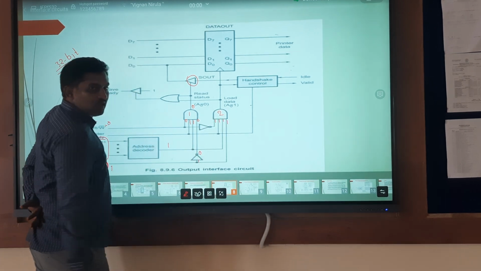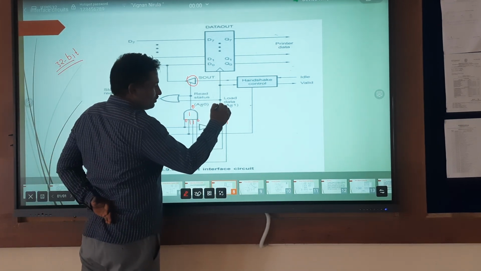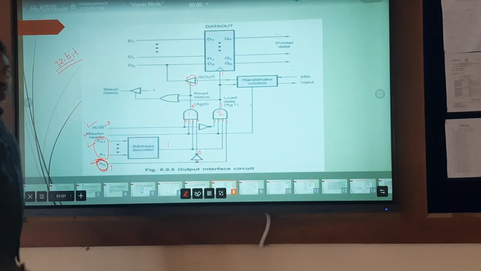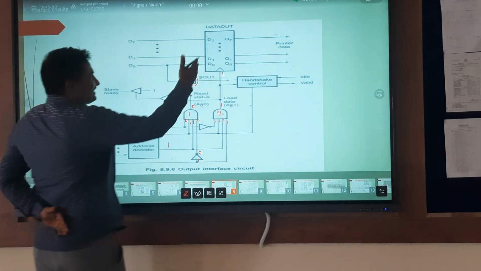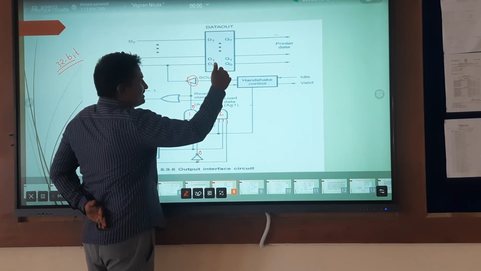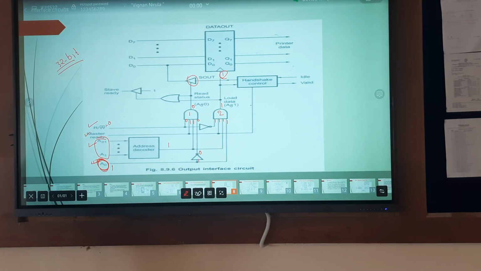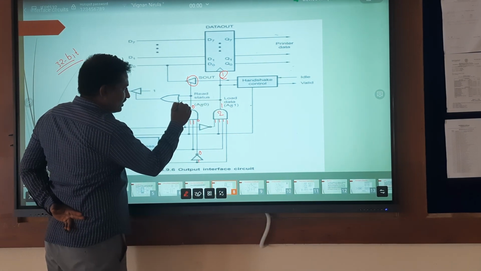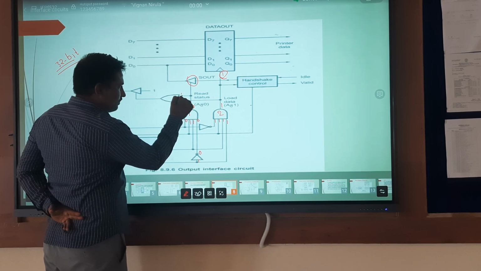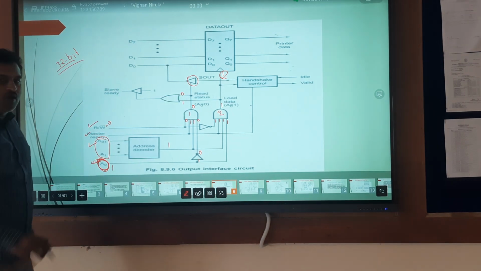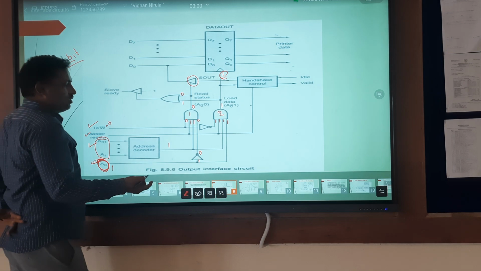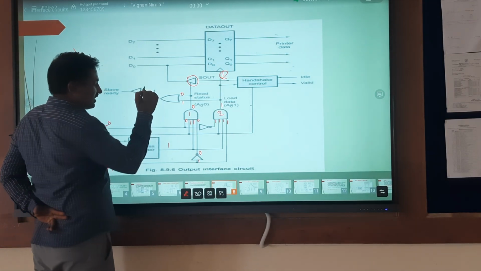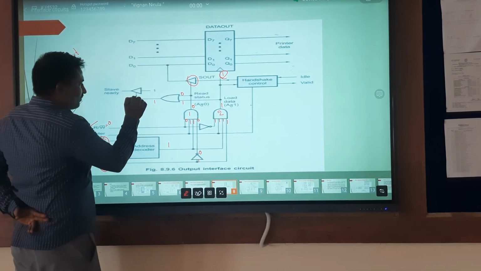Now, all the inputs are 1s, so obviously the output will become 1, and this will be applied to the data out register. This acts as an enable signal as well as a clock to the data out register. Now this one will be applied as one input, it becomes 1, and this one will become 0. For the OR gate, one of the inputs is 0, no problem at all. If one of the inputs becomes 1, then obviously the output becomes 1. Now the 1 will be applied here.